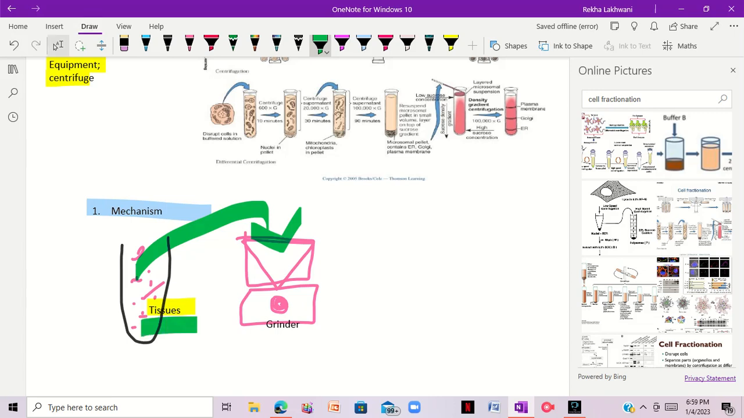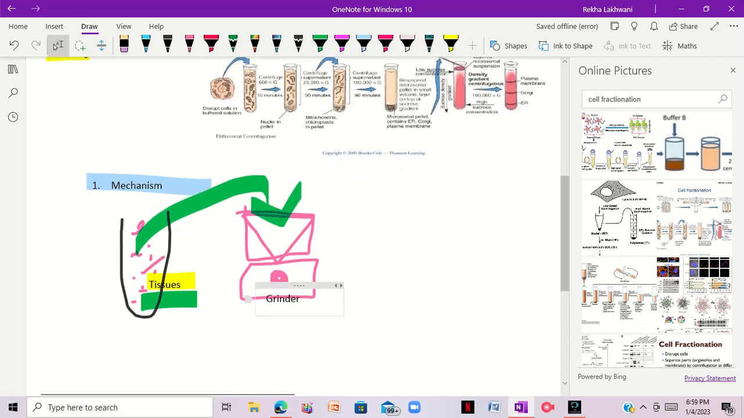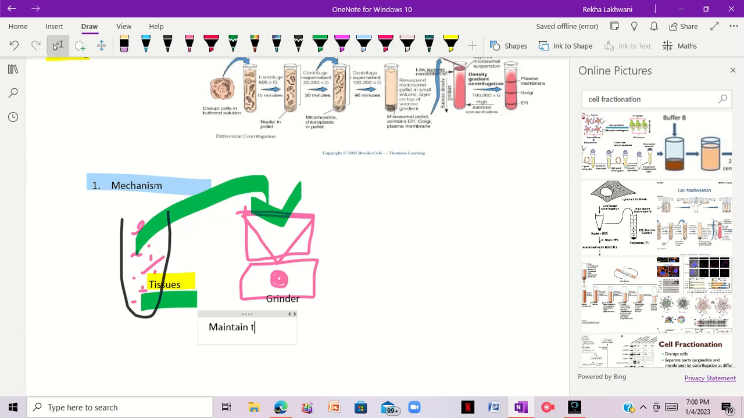Remember one thing: when you are grinding these tissues, they should maintain temperature, pH, and ionic composition. These things should be maintained.